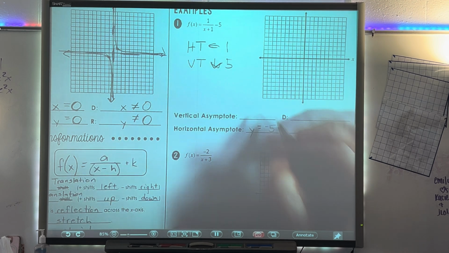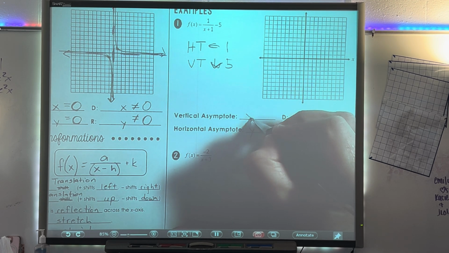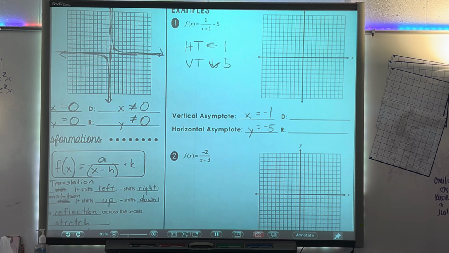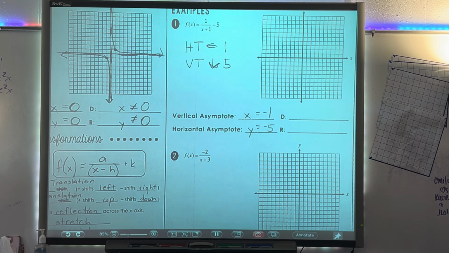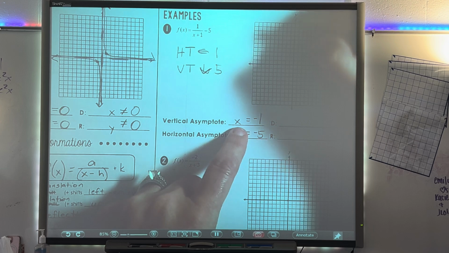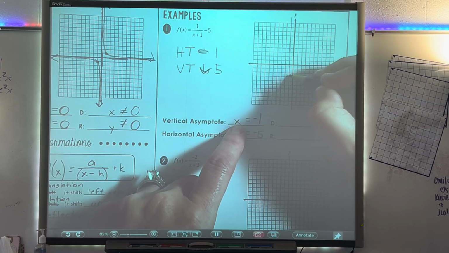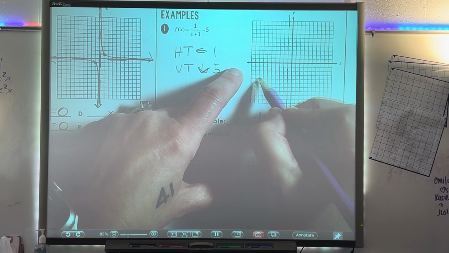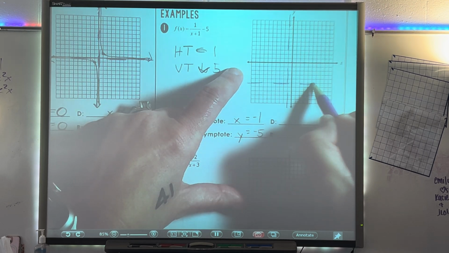My vertical asymptote is x equals -1. Is everybody okay there? That's what those two transformations give me, they identify my asymptotes. That's why we write them. So I now have a vertical at -1, and I now have a horizontal at -5 down here.